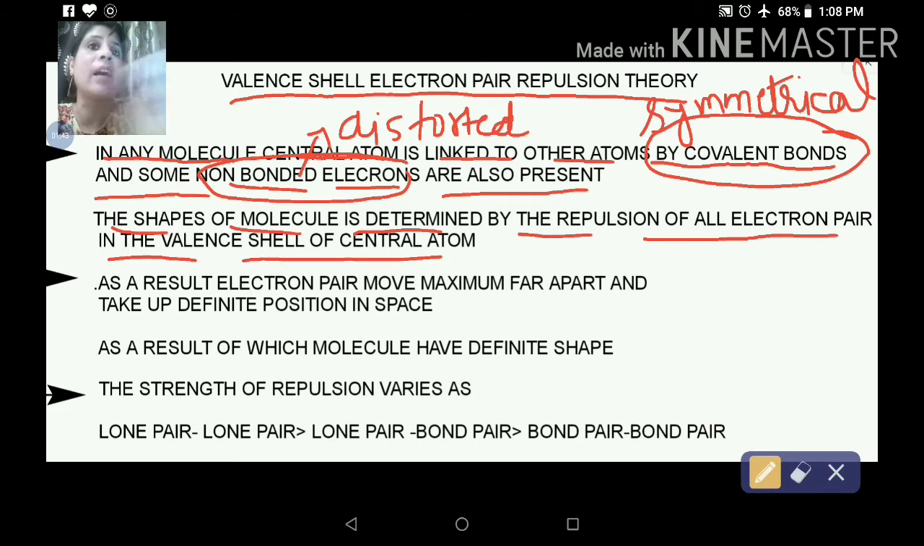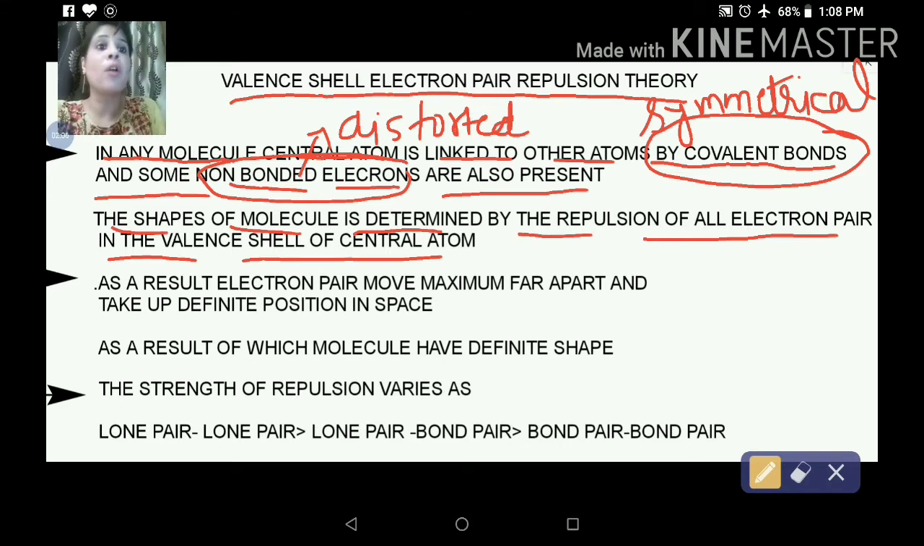Second, the shape of the molecule is determined by the repulsions of all electrons in the valence shell of the central atom. Now we know that electrons have the same charge, so the central atom's electrons will repel each other. So the shape of the molecule will be determined by those repulsions which are created by the electrons present on the central atom, that too in the valence shell.